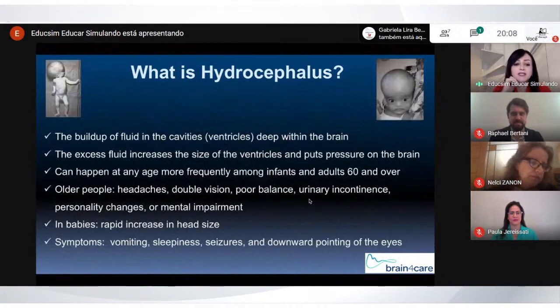It can happen at any age, but it is more frequent among infants and adults 60 and over. Older people can present headaches, double vision, poor balance, urinary incontinence, personality change, or mental impairments. In babies, we can have a rapid increase in head size. This is an important signal. Other symptoms can be present: vomiting, sleepiness, seizures, and downward pointing of the eyes.